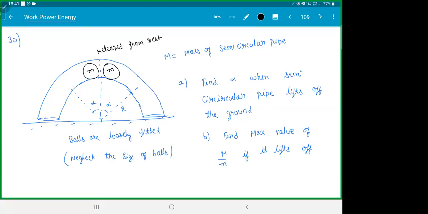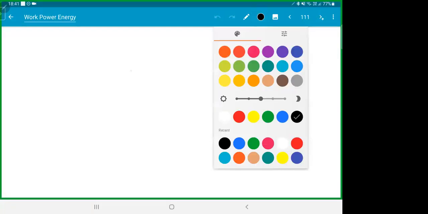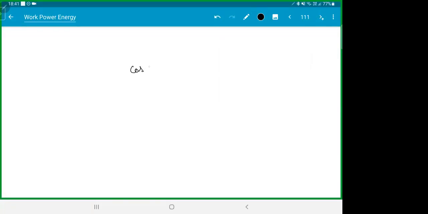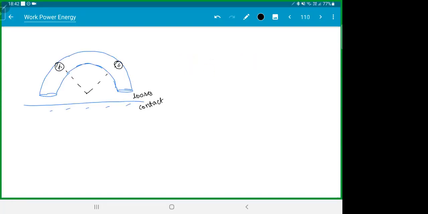Adrit, see why your answer is a blunder. Like I said, you don't know what is right, but you can tell which is a blunder. Cos alpha, you wrote m by 2m into r. Dimensions are not matching, isn't it? Cos alpha should be dimensionless. You are getting a dimension of 1 by length. mgr by 2mv square. Okay, let's see. People are getting weird answers.